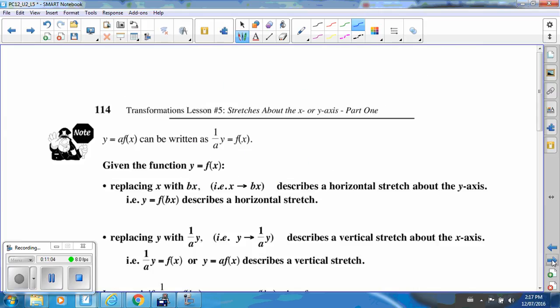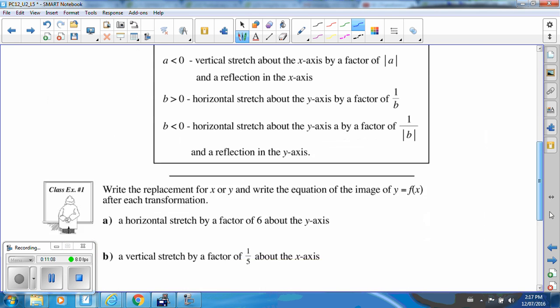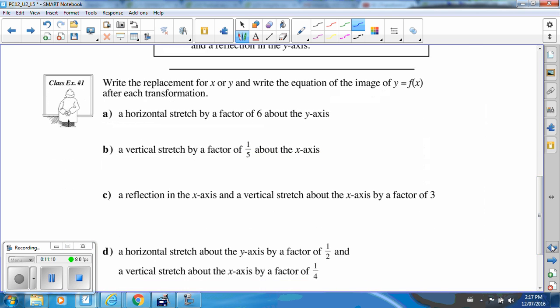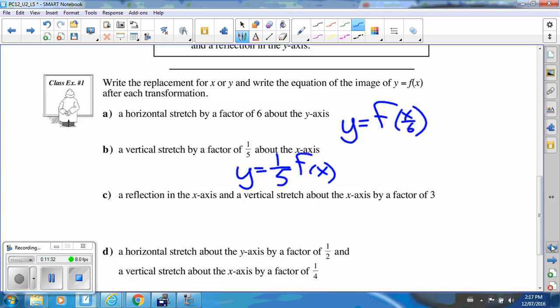Here they fill in all that same stuff. They talk about our replacements. And there's the notes. So now what we're actually going to do is just write these things out. If I want to stretch by a factor of 6 about the y-axis, it's just going to be y equals f at x over 6, or 1/6 times x. Vertical stretch by a fifth is going to be on the outside, so it's going to be 1/5 f at x.